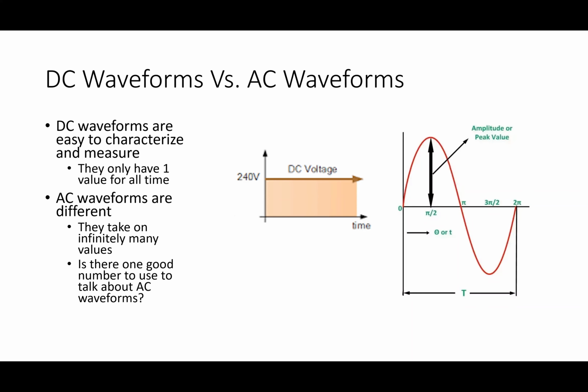So this gets into a tricky question. If I compare a DC waveform versus an AC waveform, with a DC waveform there's no question about what number you're talking about, because it's only one number, right? If I have this example here, 240 volts, 240 is the only number I could ever use to characterize that thing. But if you think about an AC waveform like this, as this guy goes through one period, he actually takes on infinitely many different values.